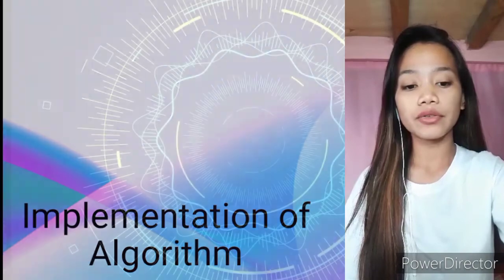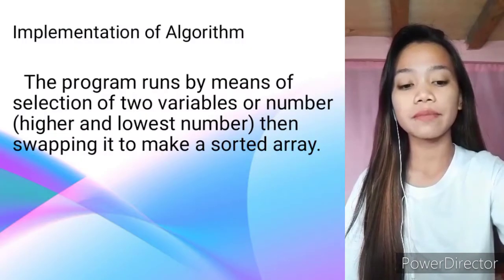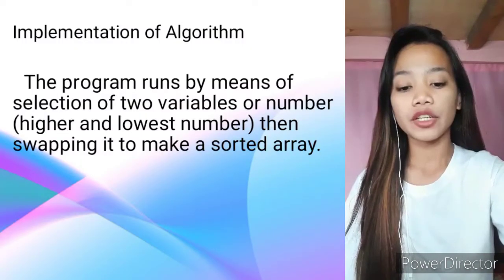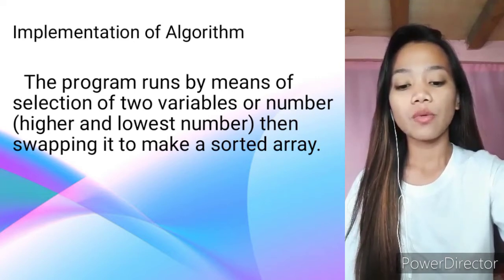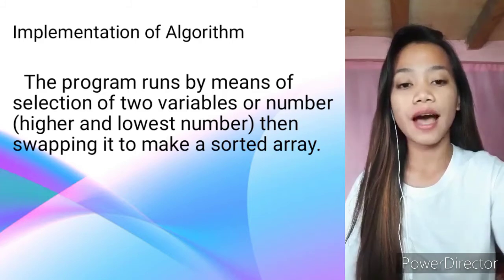Implementation of the algorithm. The program runs by selecting two variables or numbers, the highest and lowest numbers, then swapping them to make a sorted array.